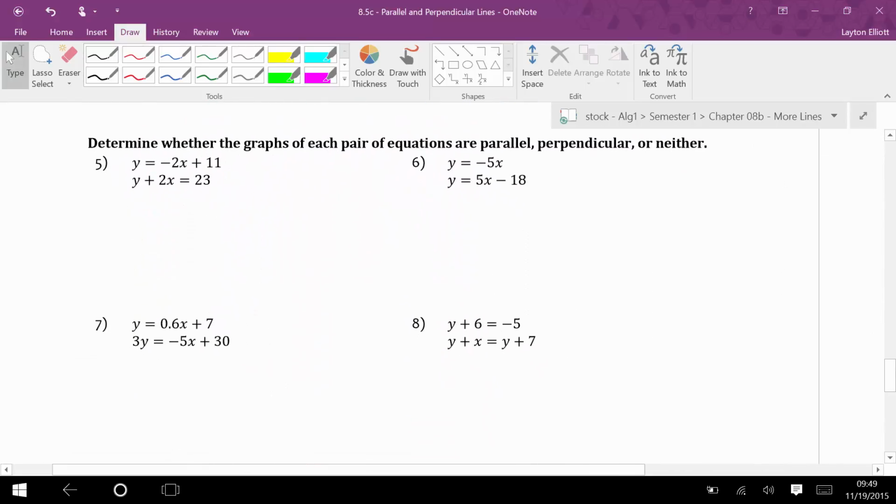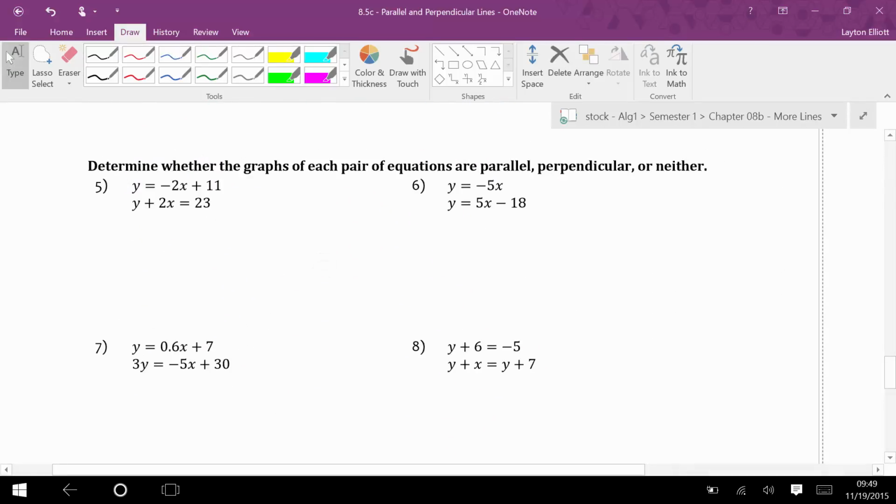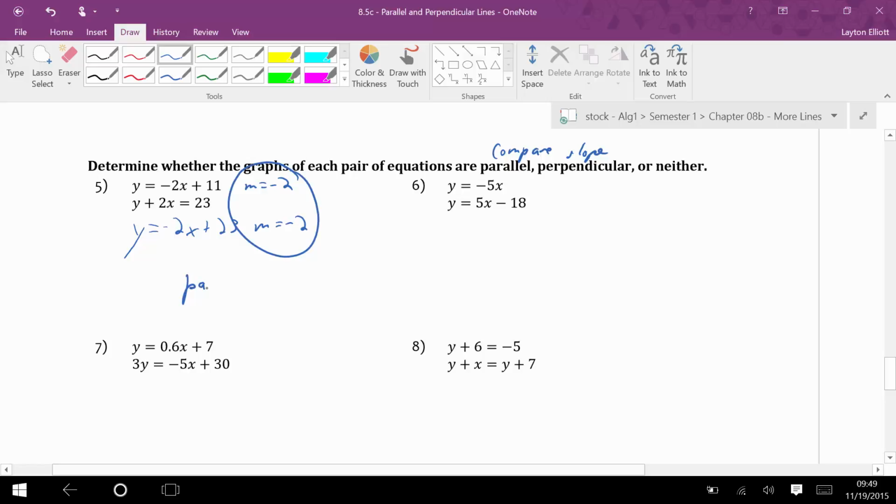Now, number 5 says to determine if they're parallel, perpendicular, or neither, and all we have to do is compare the slopes. These should be quick problems to do. The first one is already in slope-intercept form, so its slope is negative 2. The second one, I need to change to slope-intercept form by subtracting 2x from both sides. Y equals negative 2x plus 23. That slope is negative 2. They're the same slope, so they are parallel.